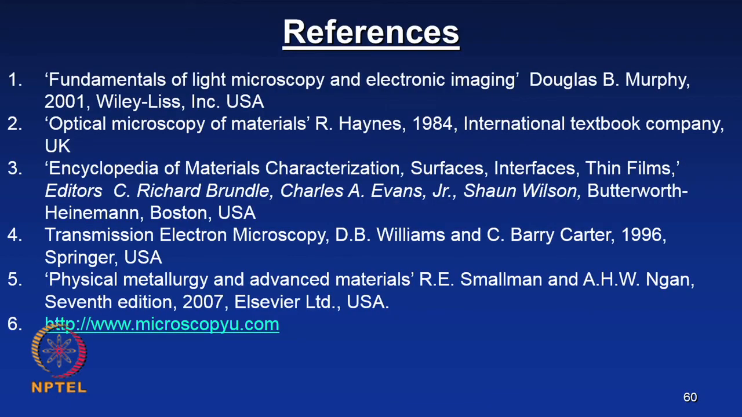Now, you can look at these very important references you can follow for this course. One is Fundamentals of Light Microscopy and Electronic Imaging by Douglas B. Murphy, 2001, Wiley-Liss International, USA. And second important reference, Optical Microscopy of Materials by Haynes, 1984, International Textbook Company, UK. You can also refer to the Encyclopedia of Materials Characterization, Surfaces, Interfaces, Thin Films by Richard Brundle, Charles Evans, and Sean Wilson, Butterworth-Heinemann, Boston, USA. You can also read Transmission Electron Microscopy by D.B. Williams and C. Barry Carter, Springer, USA, for some of the basic concepts of optics.